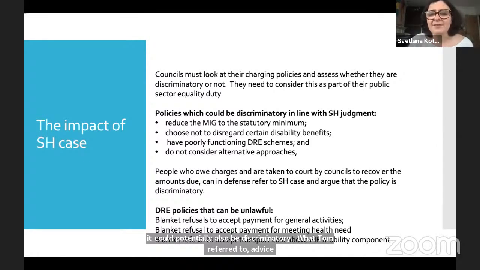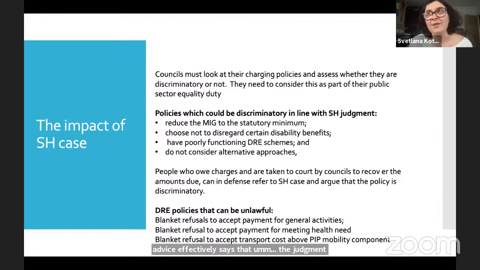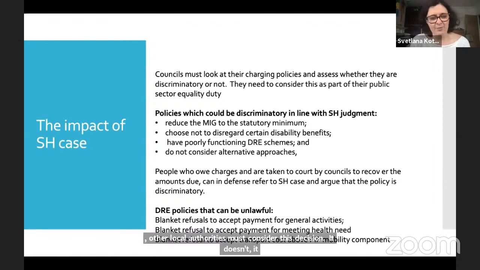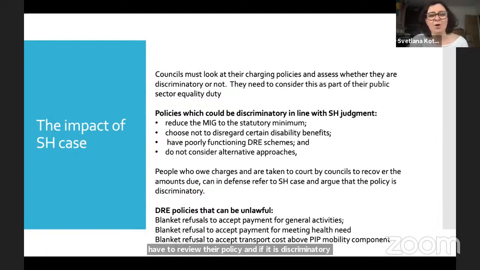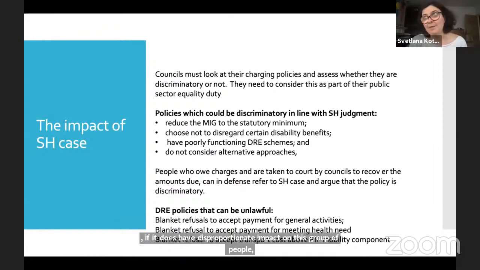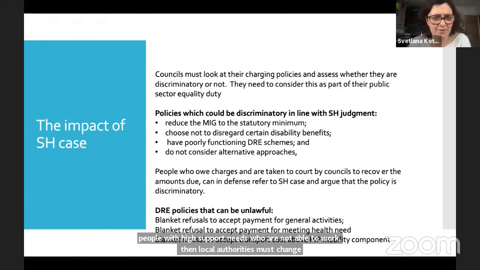And the advice effectively says that other local authorities must consider this judgment decision. It doesn't straight away apply to other local authorities with similar policies, but they have to review their policy. And if it is discriminatory, so if it does have a disproportionate impact on this group of people with high support needs who are not able to work, then the local authority must change its policy, because the court already said that similar policies are discriminatory.